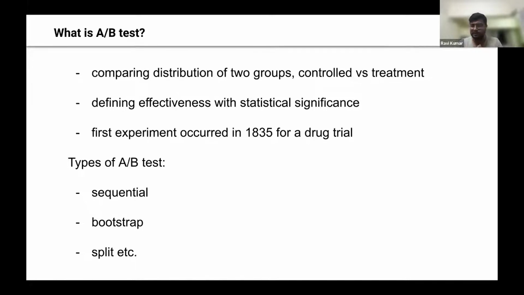There are multiple types of A/B testing right now. One is sequential, which helps us in launching a new feature, a new rollout, step by step. Then there is bootstrap. Then there is split. Split is where we divide the group into two or n groups, and then give treatment 1, treatment 2, treatment 3, keeping one as a control and defining the lift on that.